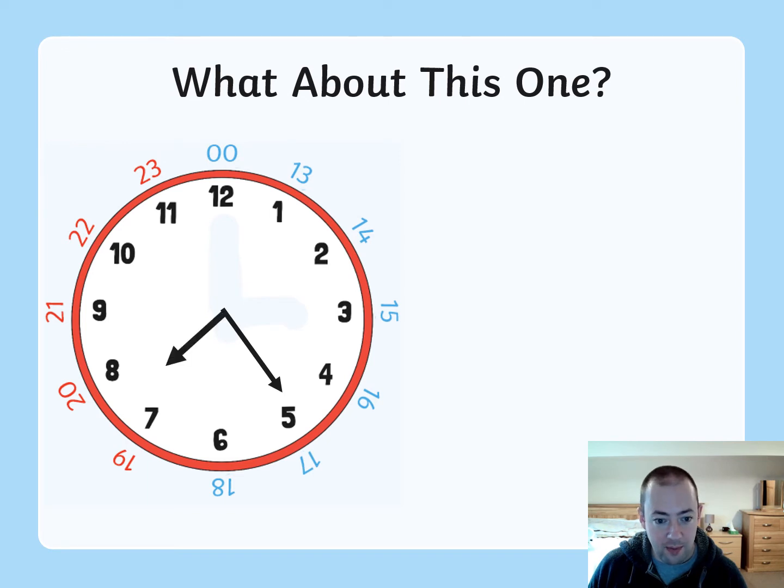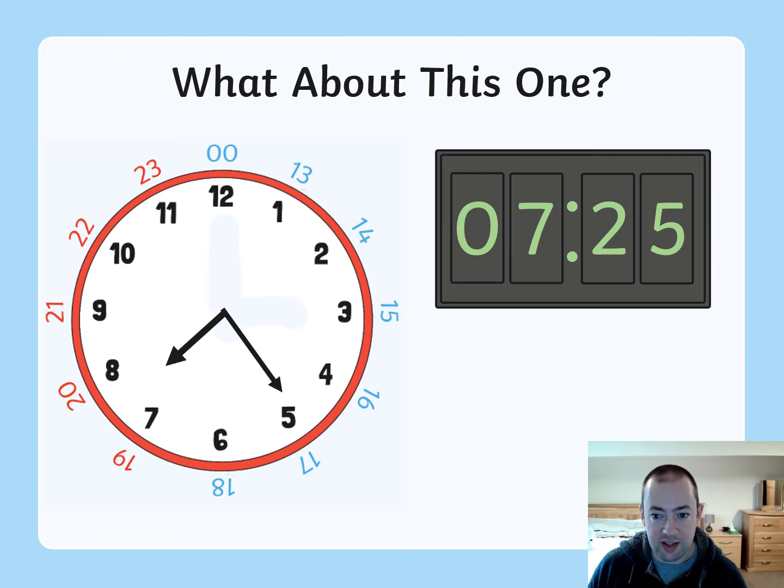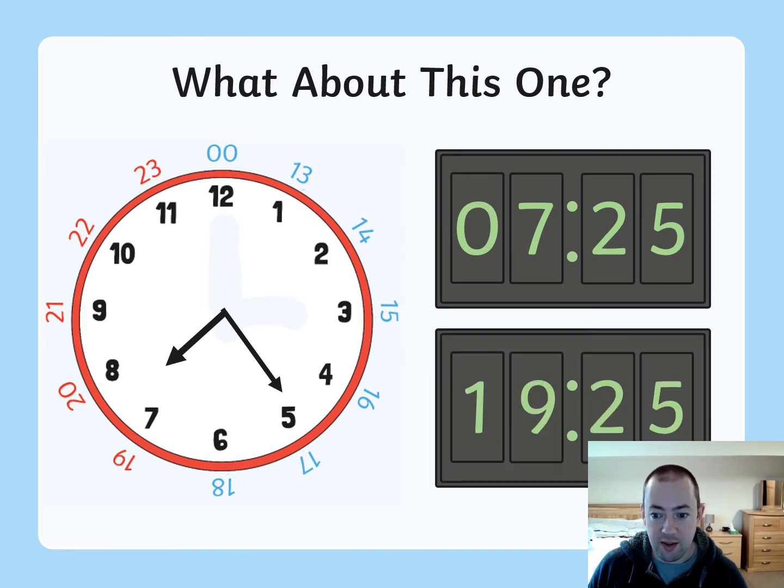Here's another one. So we've got, it's past 7, and we've got 7:25. That's it in the morning, that's it in the afternoon. 07:25 in the morning, 19:25 in the afternoon. Notice the 24-hour clock always has 4 digits.